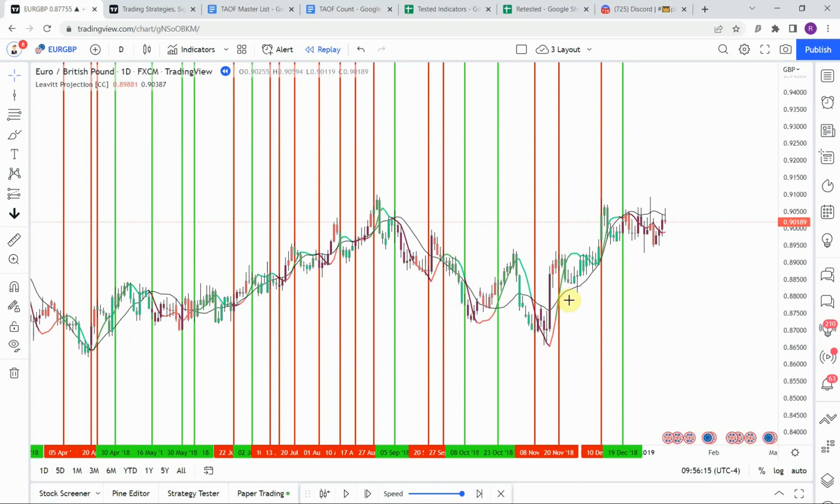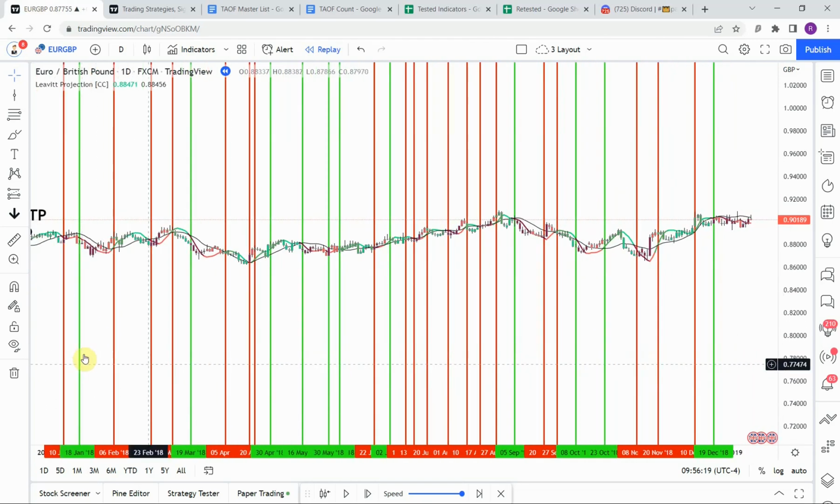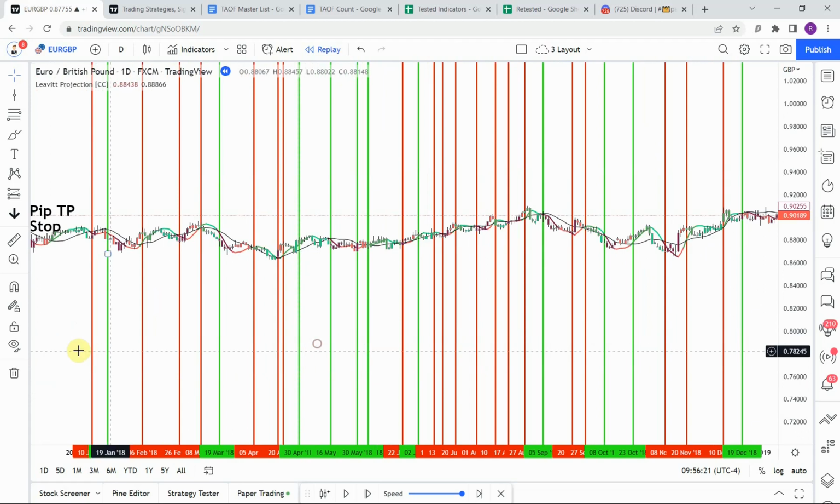All right, back to the indicator here. So we got quite a few trades within the 1 year's time. Let's go ahead and count them out and see what we get out of it. So we have 1, 2, 3, 4, 5, 6, 7, 8, 9, 10, 11, 12, 13, 14, 15, 16, 17, 18, 19, 20, 21, 22, 23, 24, 25, 26, 27, 28, 29, 30, and 31.